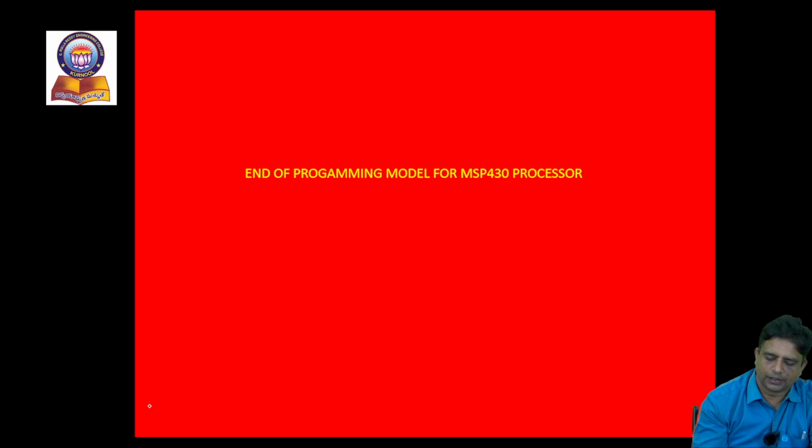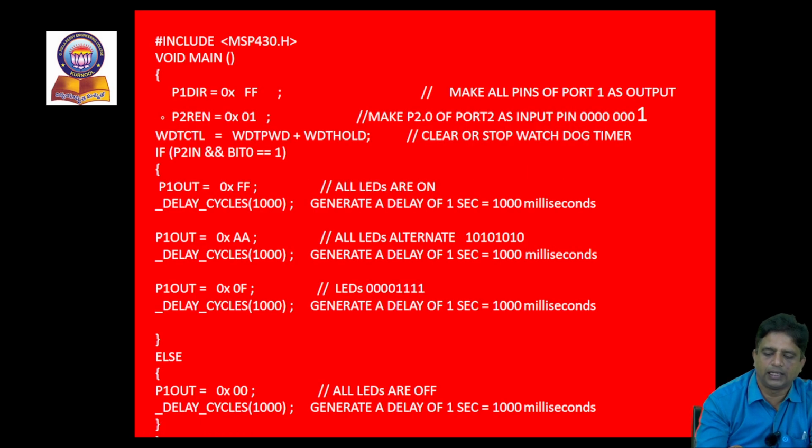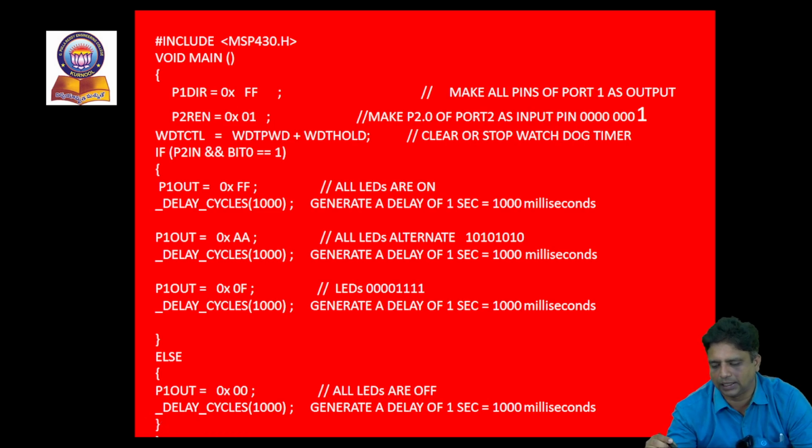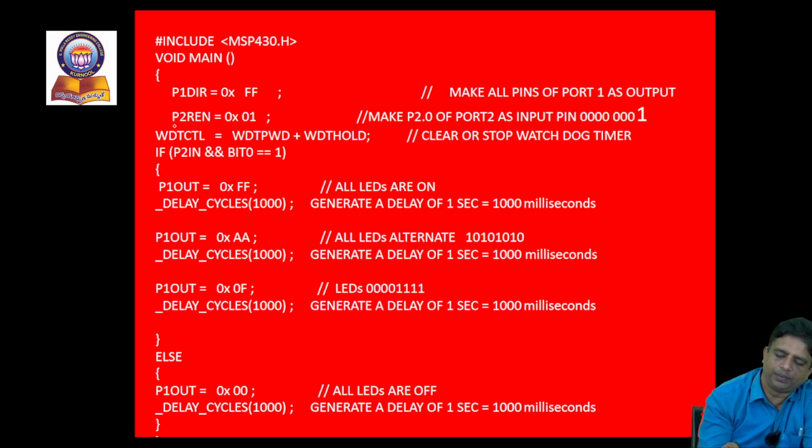Now this line could make some sense here. P2 REN. What is that REN? We just spoke in an earlier discussion that REN stands for receive enabling arrangements. So whichever pin we want to make an input, we take it as input. Here P2 is port 2, and which pin of port 2 are we using here? P2.0 is treated as input.